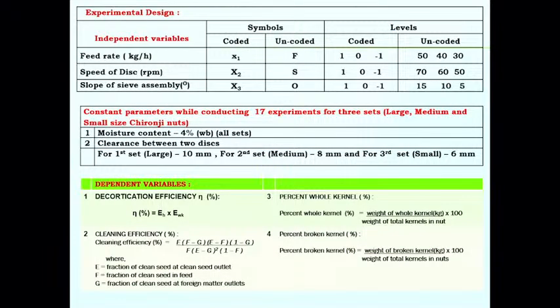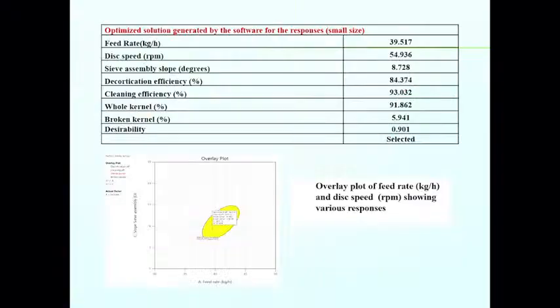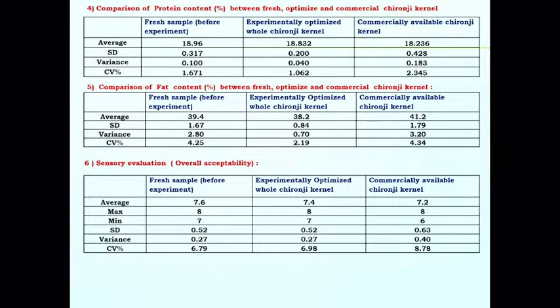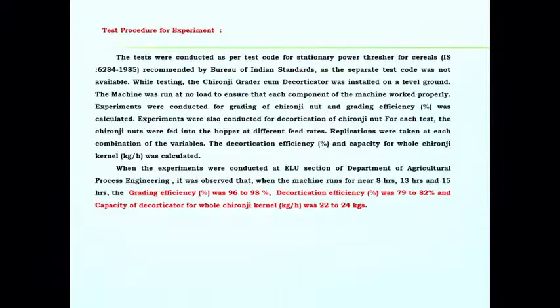Then these are the independent parameters and dependent parameters, in which we have divided the nuts into small, medium and large size. So this type of results we have got, and then we have studied it for color, water activity, hardness, protein content, fat content and sensory evaluation.